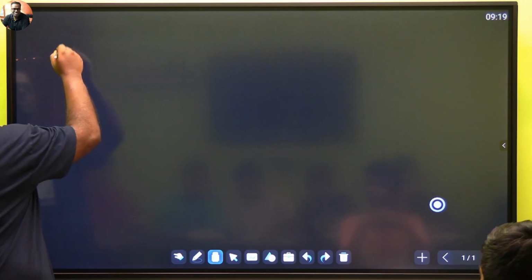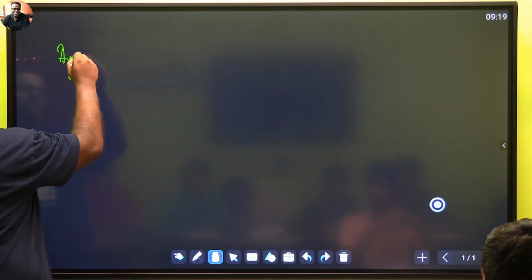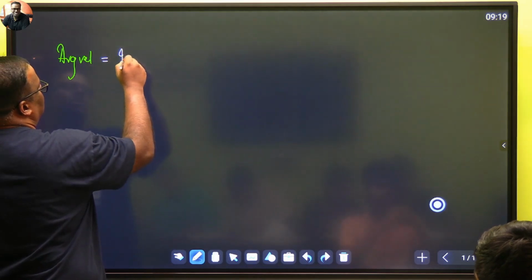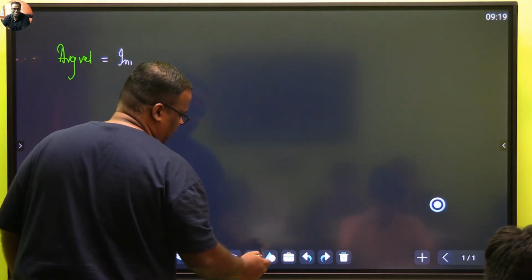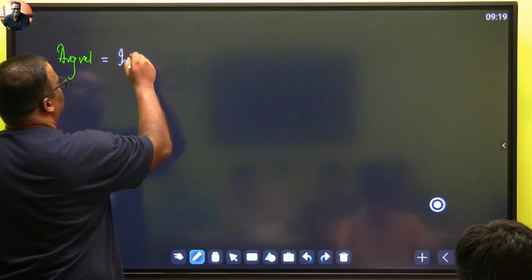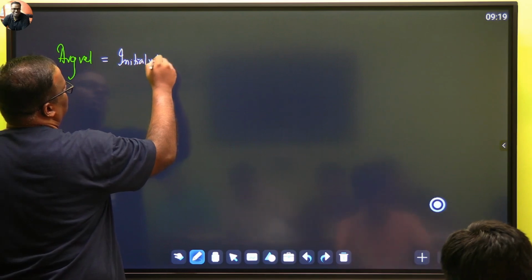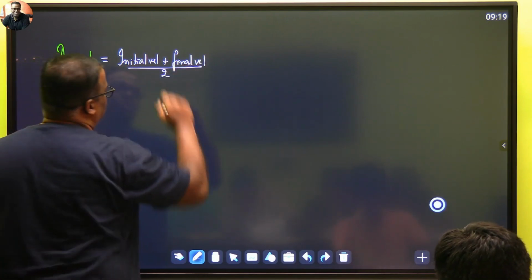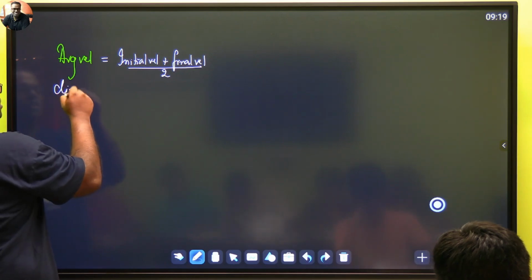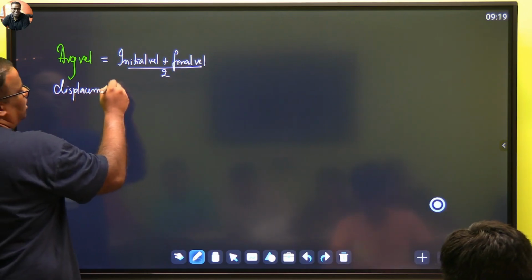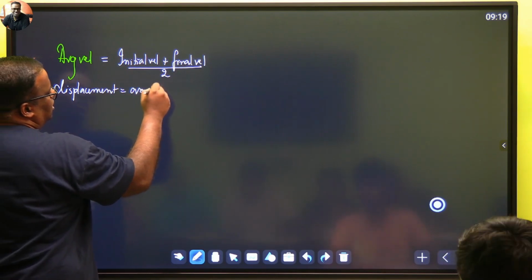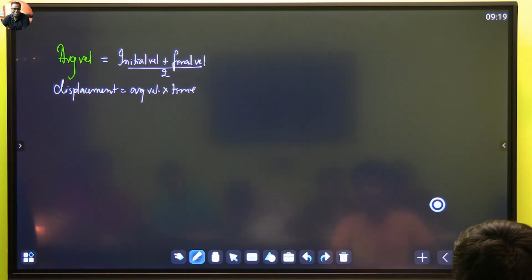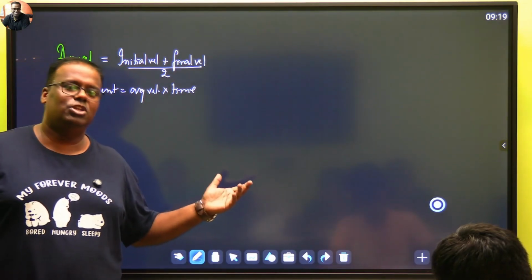So the next equation of motion starts from the definition of average velocity. है ना? Average velocity का definition क्या होता है? Average velocity का definition होता है, sorry, initial velocity plus final velocity divided by 2, obviously. And the displacement is said to be average velocity into time. ये दो याद रखिए, बस इससे सब आ जाए. Displacement is speed into time. So here it is average velocity into time.